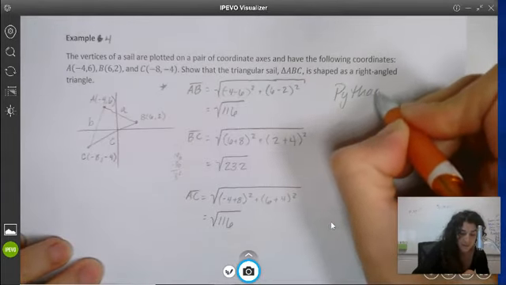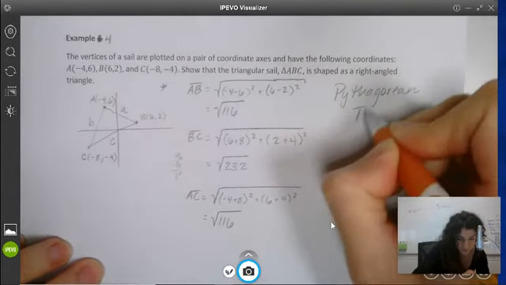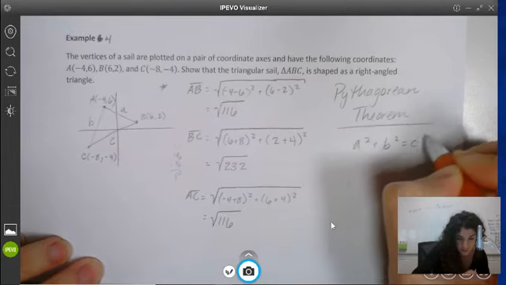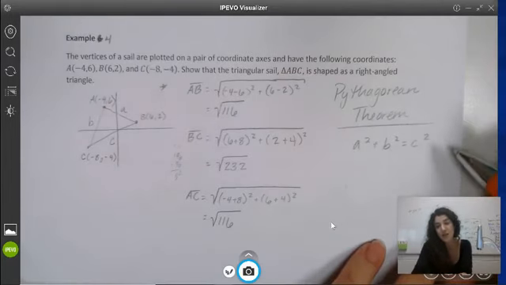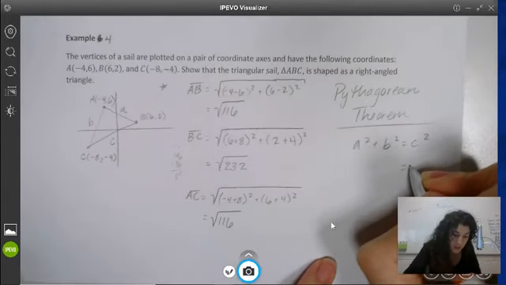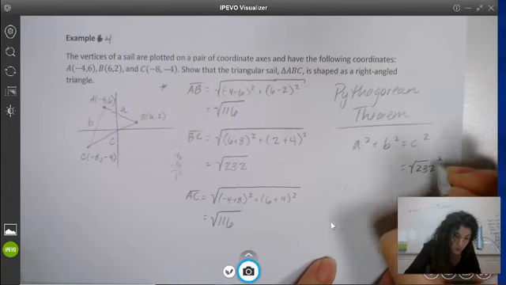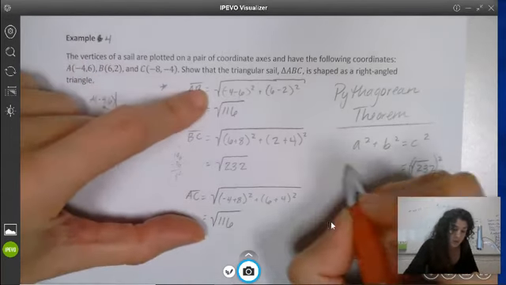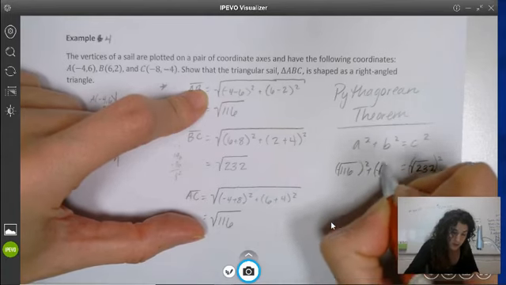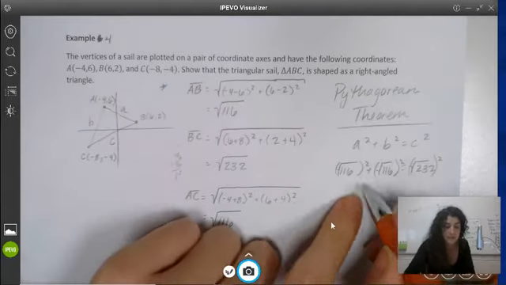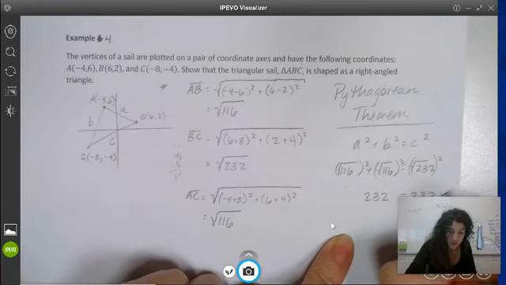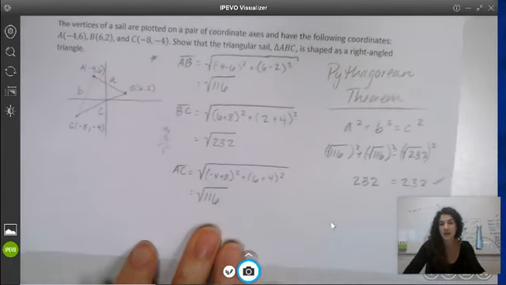The Pythagorean theorem is a squared plus b squared equals c squared. C has to be the longest side. The longest side is the square root of 232. So if I do the square root of 232 squared equals, and then it doesn't matter which one, it ends up being 116 plus 116, which is 232, which equals 232, which means that it satisfies the Pythagorean theorem.